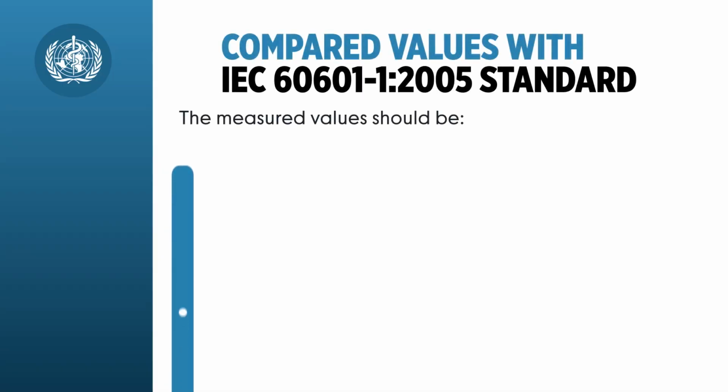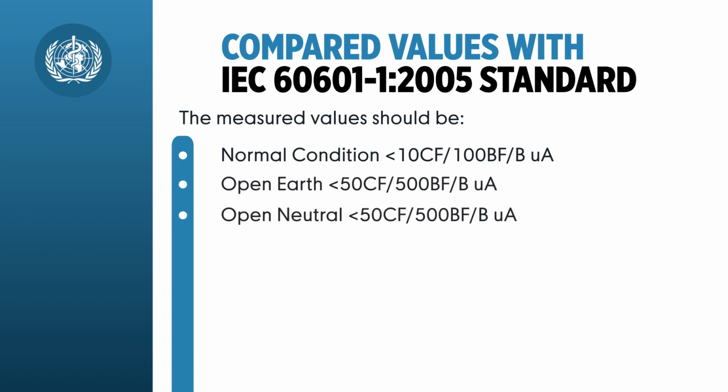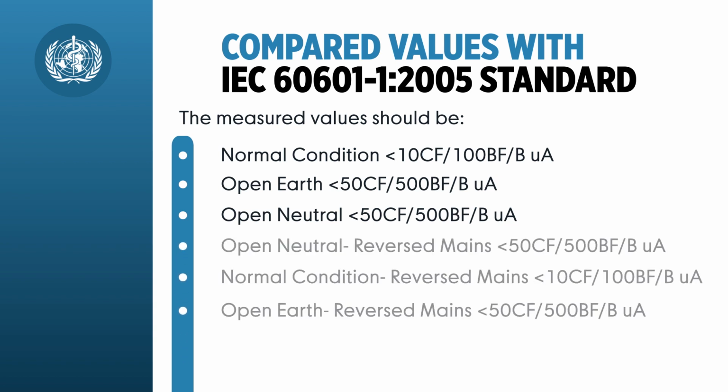Compare the measured values with the IEC 60601-1 2005 standard. The measured values should be normal condition, less than 10 CF, less than 100 BF or B microamps. Open earth, less than 50 CF, less than 500 BF or B microamps. Open neutral, less than 50 CF, less than 500 BF or B microamps.